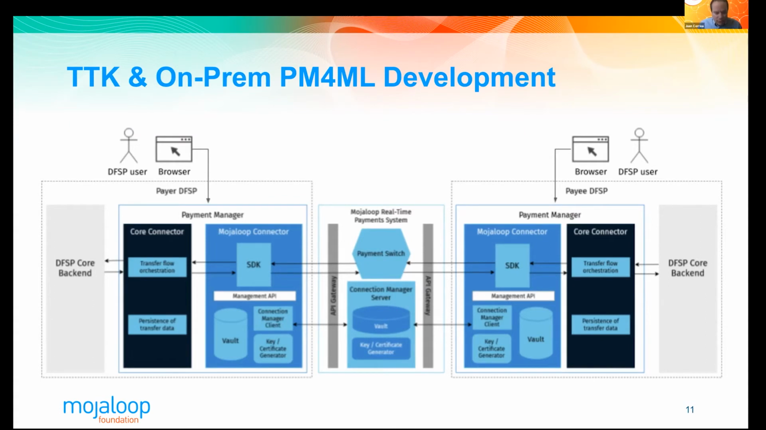The idea of this slide is to show you the bigger picture before I start dissecting and showing where the TTK and on-premise PM4ML come into the picture. So we can see the demarcation in blue on both sides, the payment manager. And within that, we can see the core connector, which is the integration point for the different DFSPs, depending on the use case. Next slide, please.